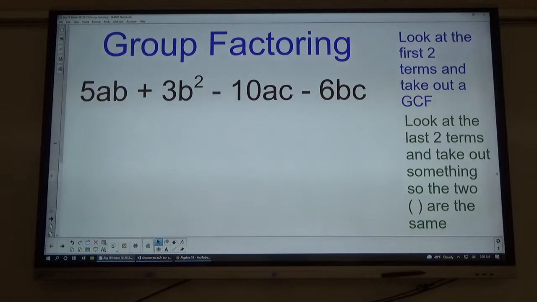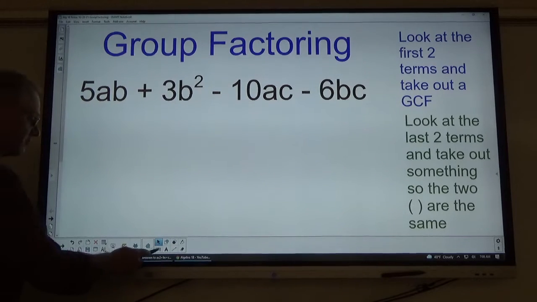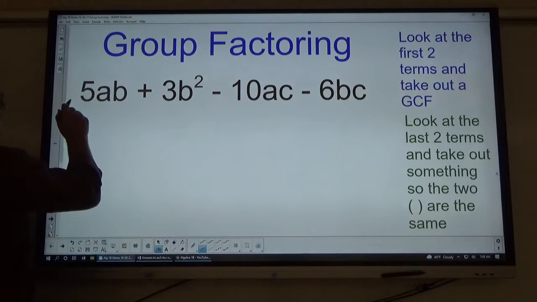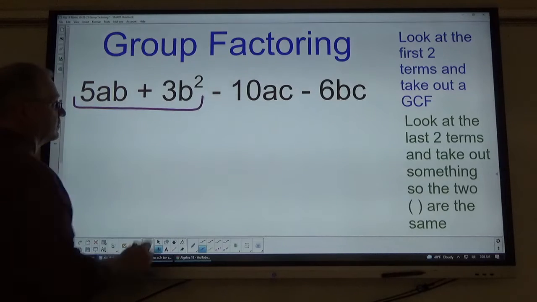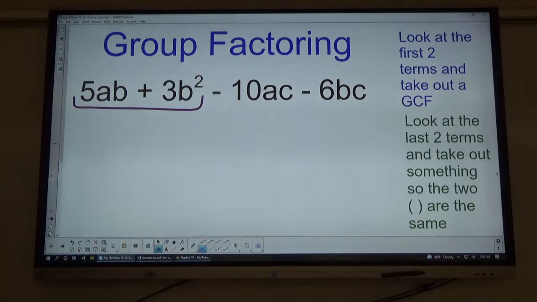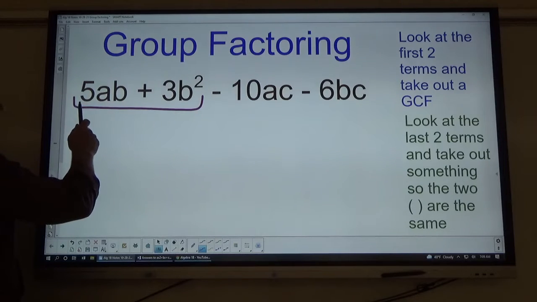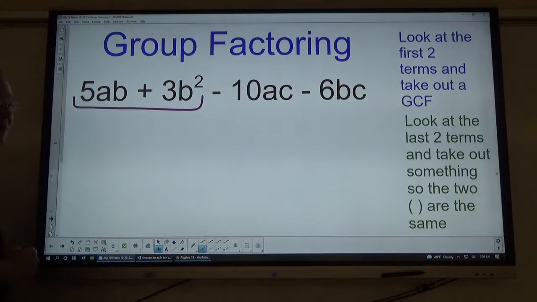So in group factoring, the first thing you're going to do is look at the first two terms. Most of the time you do not need to reorder these problems, but occasionally you do. I will not be giving you any you have to reorder. The first thing I'm going to do is look at the first two terms and try to take out something they have in common, typically a GCF, greatest common factor. In this case, b is the only thing they have in common.